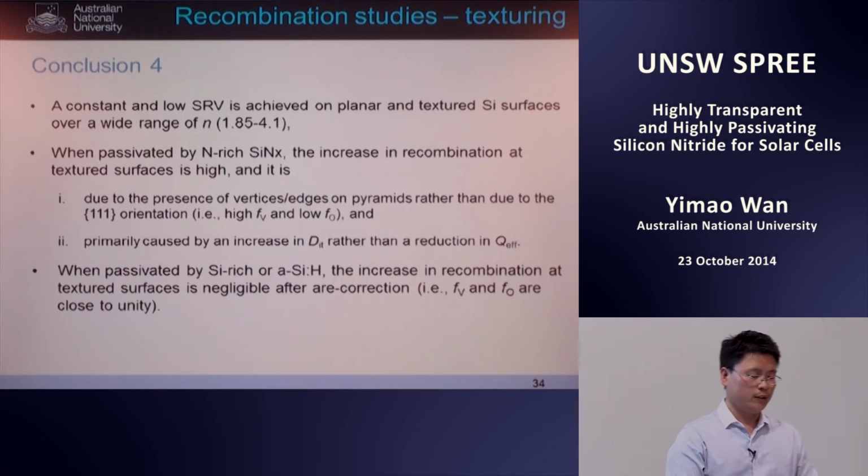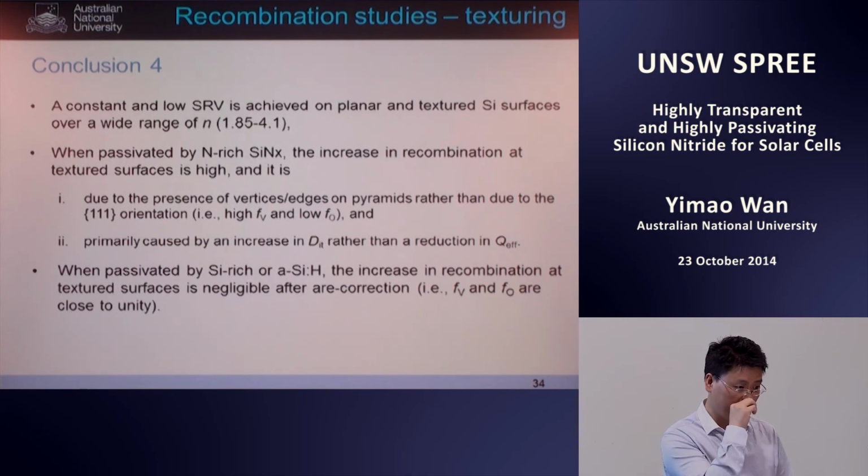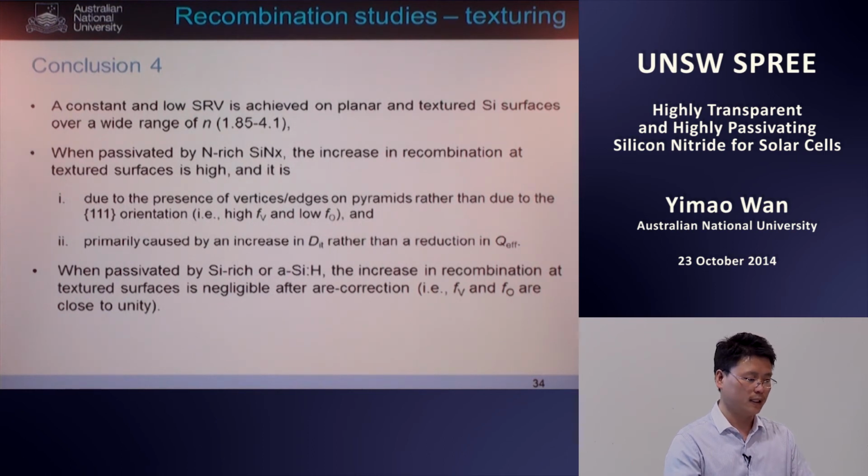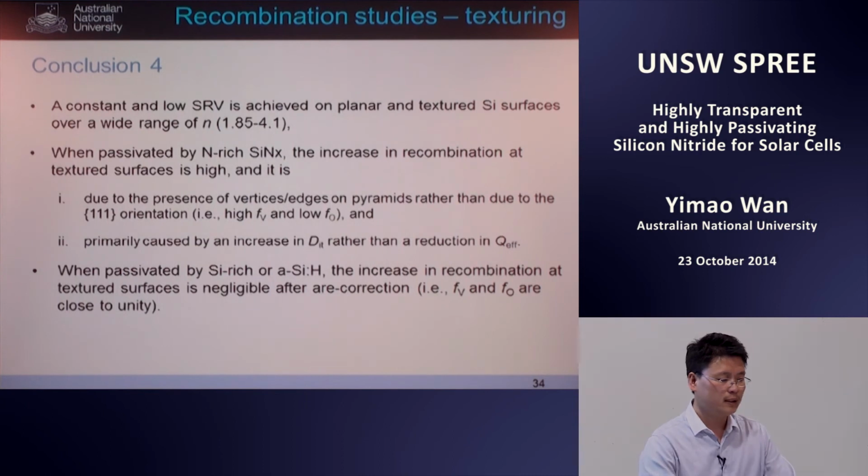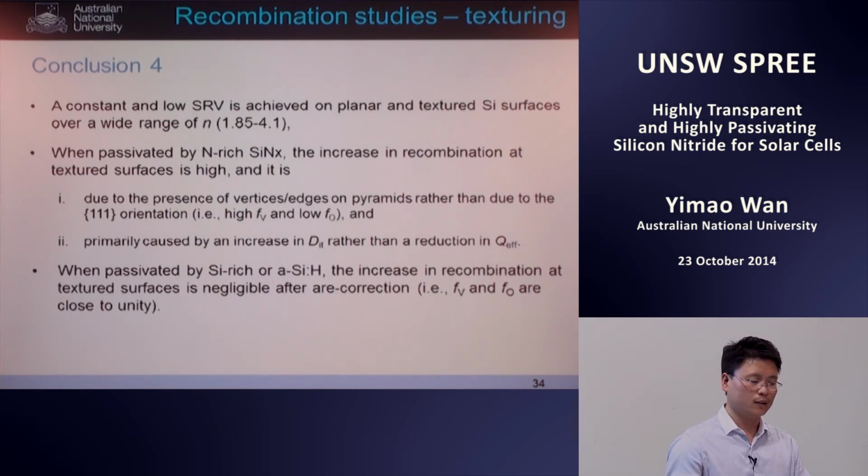So the first conclusion from this study is we obtain a constant and low recombination on both planar and texture surfaces, and thus over a wide range of n. That means quite a wide or precise window for optics.